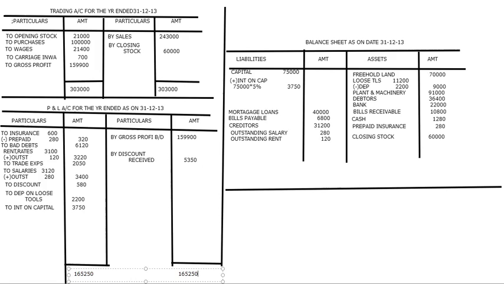320, 612, 3220, 2050, 3400, 580, 3750. So here I got a net profit of this much amount. So we call it as to net profit 143 610. I'm getting. So this is how.